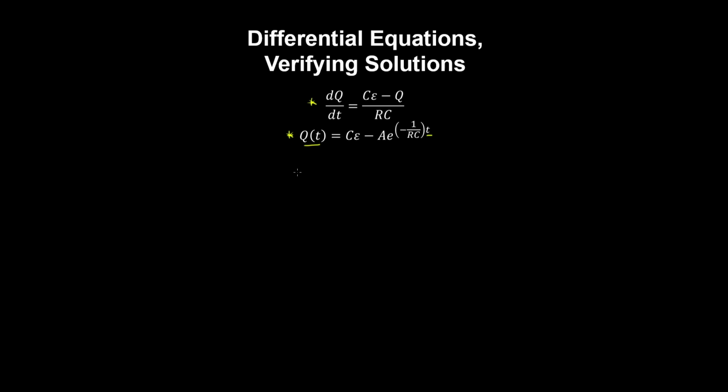So on the left hand side, we take the derivative. So this term drops out because it's constant. And differentiating the exponential term, we obtain the following expression. Now on the right hand side of the equation, we substitute for q, which gives the following expression.